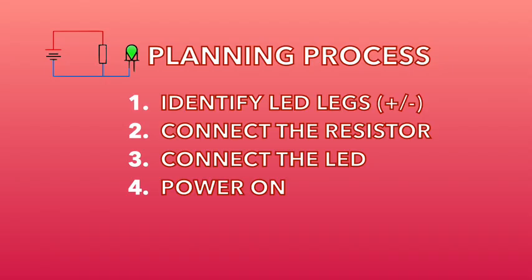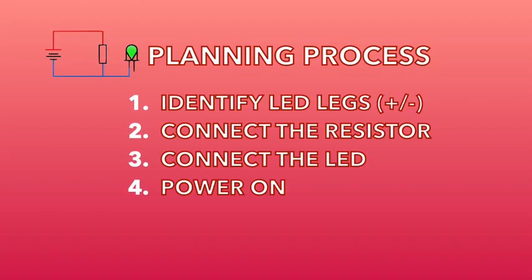To build the circuit, start by connecting the resistor to the positive side of the power source, like a 9V battery or AA battery pack. The resistor is important because it limits the current and protects the LED from burning out. Next, connect the other end of the resistor to the long leg (positive, anode) of the LED. This ensures the current flows safely into the LED.